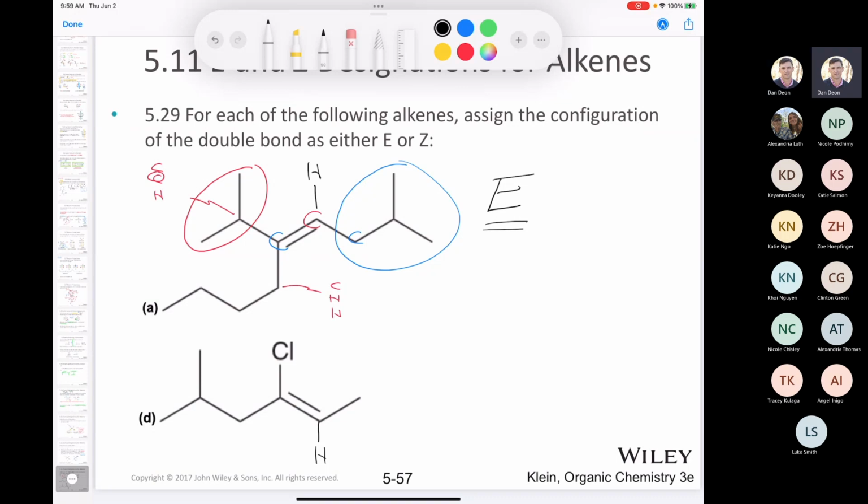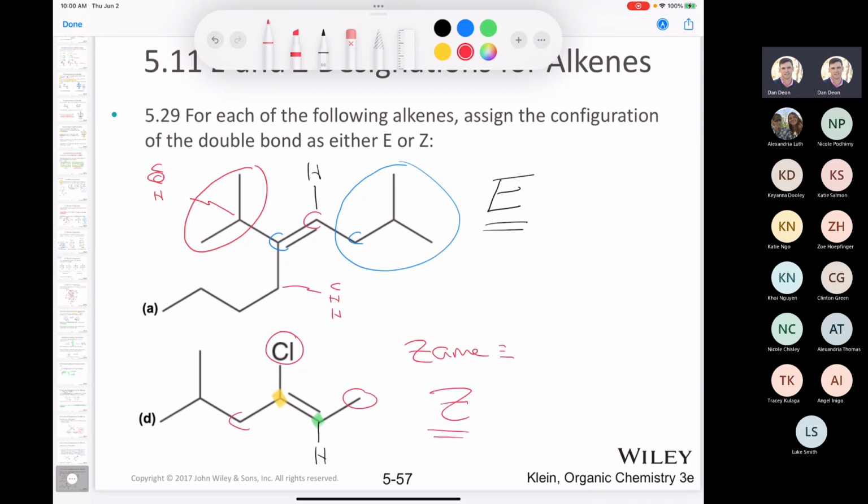Thanks, Tracy. If we look at the carbon on the left, we see that the chlorine has a higher priority than a carbon. And if we look at the carbon on the right, the one I'm highlighting in green, well, anything takes precedence over a hydrogen. And so the carbon takes higher priority. Oops, let me try to be somewhat consistent. And those are on the same side. So Z. These are zusammen, together. And there you have it, my friends, E and Z, and cis and trans.